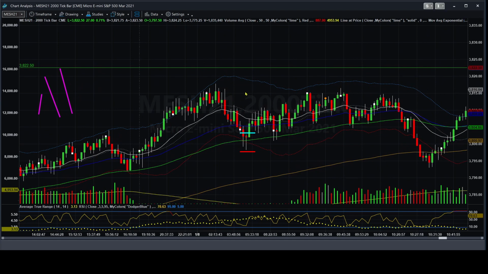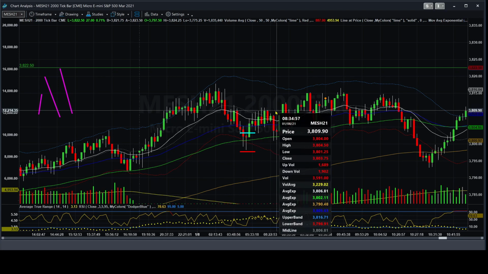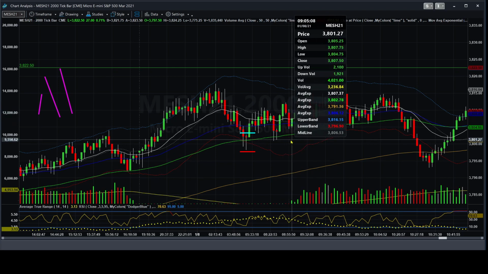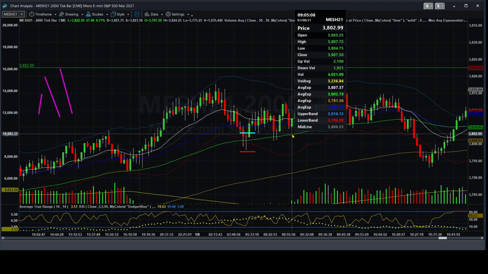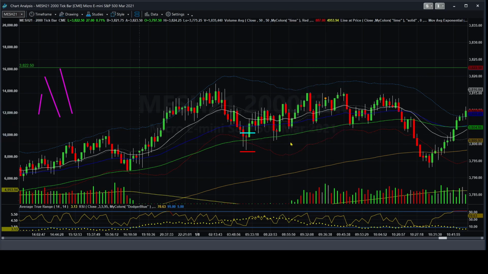So I use this mainly for scalping, and I would probably have gotten out around here. A nice scalp of how many points? 10. If I enter here, it would be 8 points. Nice scalp there.